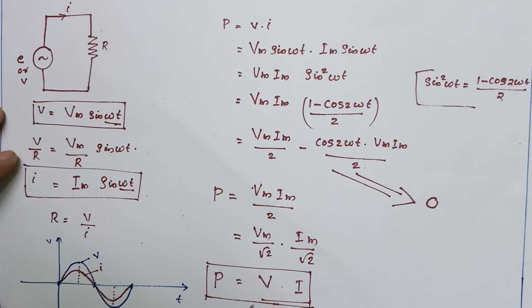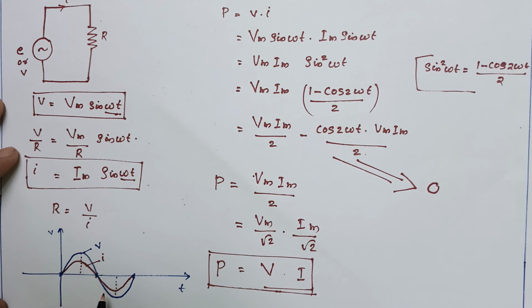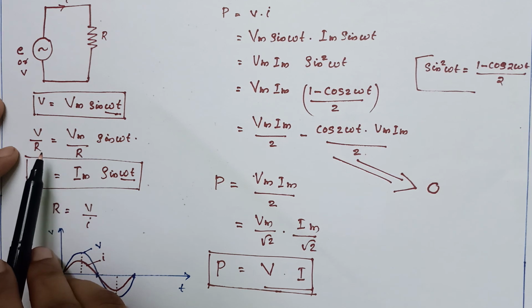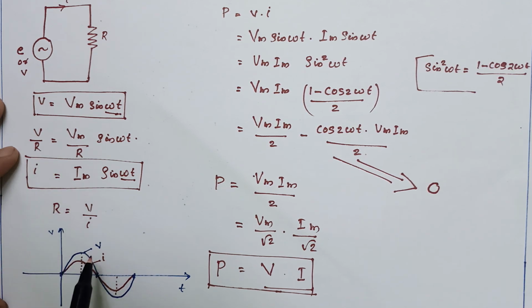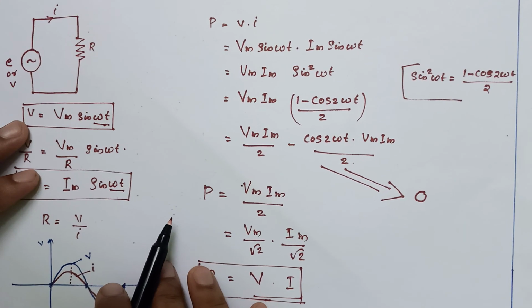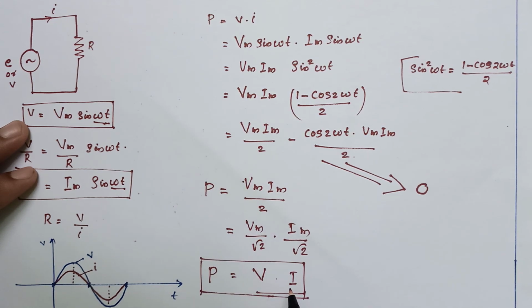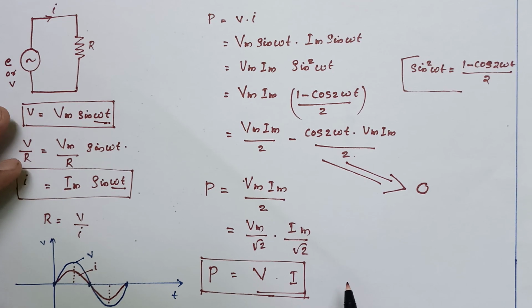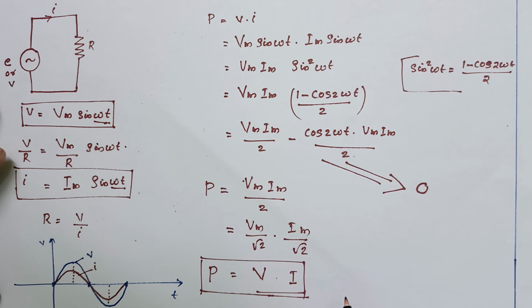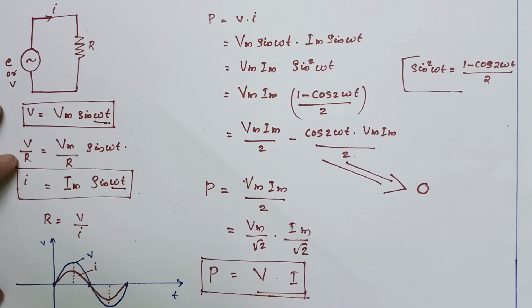And we can simply understand from this waveform here that the magnitude of this current will be like this, because the current is given by dividing the voltage by resistance, so this difference will be here. And the power in a pure resistance will be P is equal to V into I. These are the major things about this circuit when an alternating current is flowing through a pure resistor.